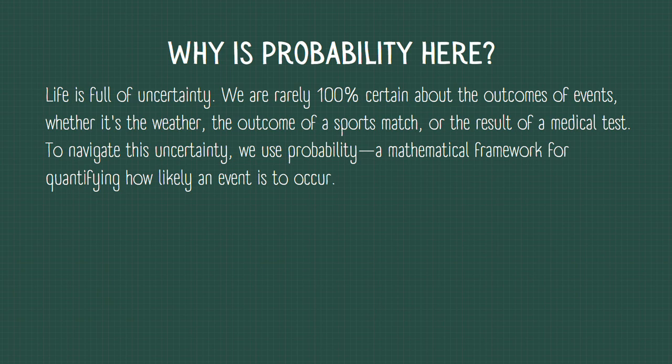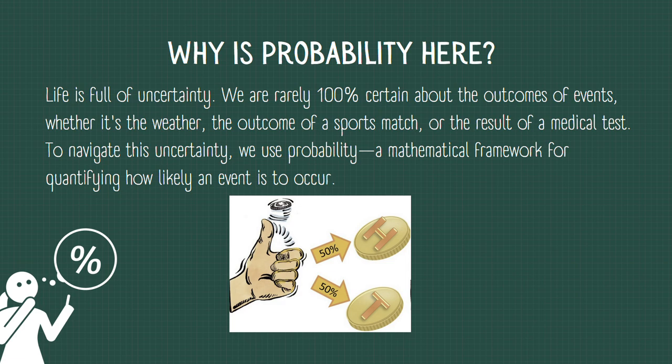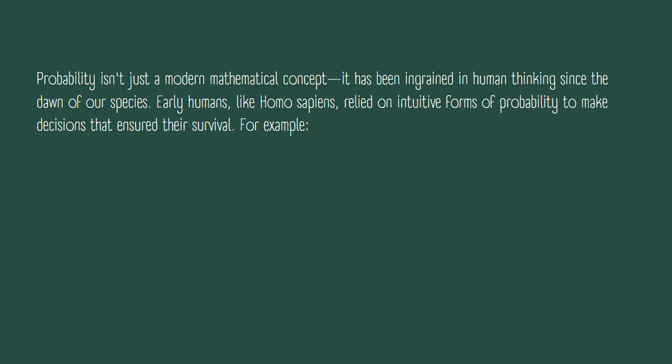Suppose there is a coin toss and we don't know what the result will be, but we can find the probability of getting head and getting tail. So that is probability, and we use probability in daily life, even while going to college, while choosing the way, and everywhere we use probability. Probability is not just a modern mathematical concept. It has been with us since the evolution of human beings.